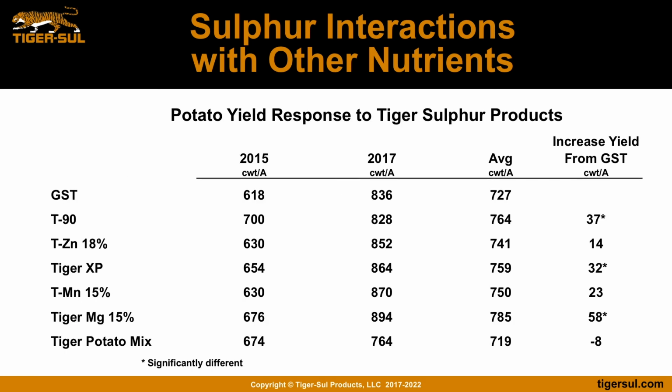So evaluating some trials that Tiger has conducted or is in the process of conducting, this trial is over 2 years on potatoes, and note that the sulfur from Tiger 90 and the Tiger XP yielded 37 and 32 100-pound units greater than the grower standard, which is represented by the GST. But I might note that the Tiger magnesium yielded 58 100-pound units more per acre. So that shows when sulfur and magnesium jointly revealed a much greater yield response than sulfur by itself.